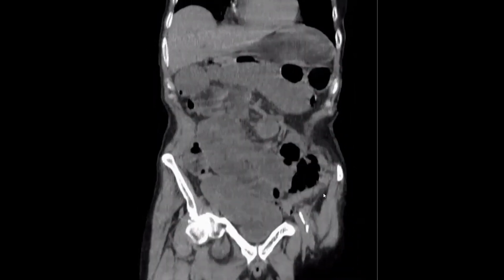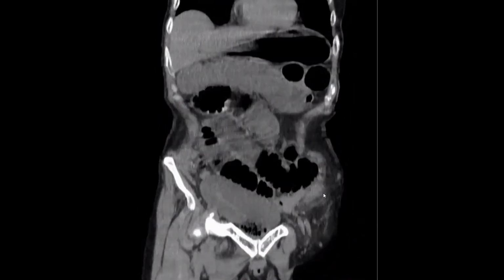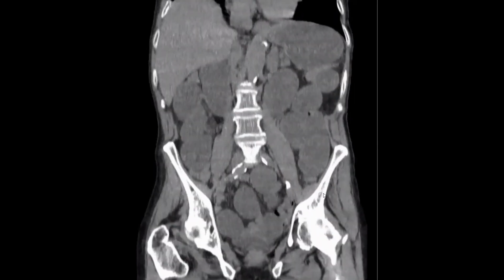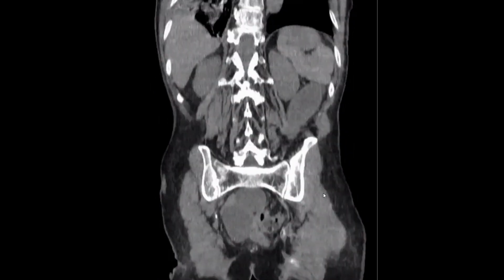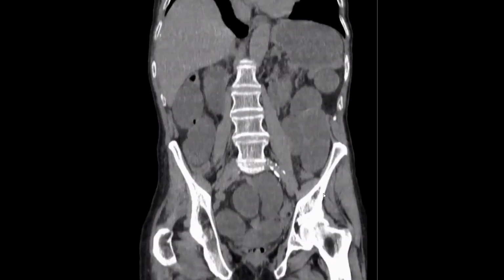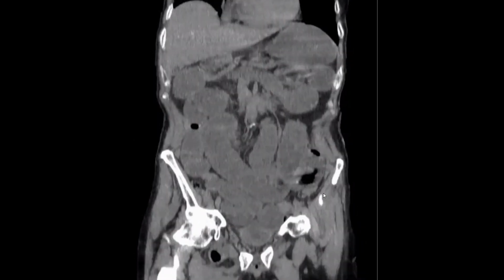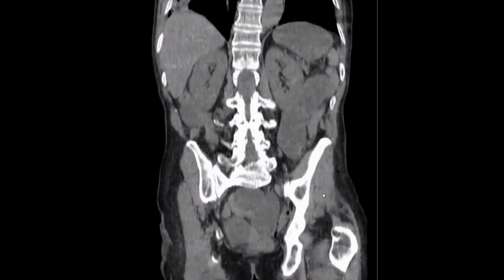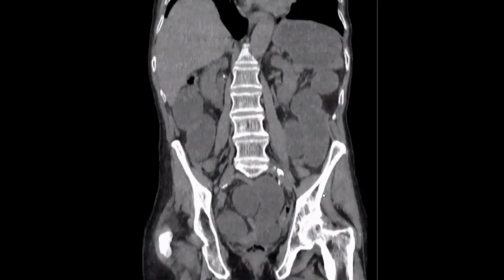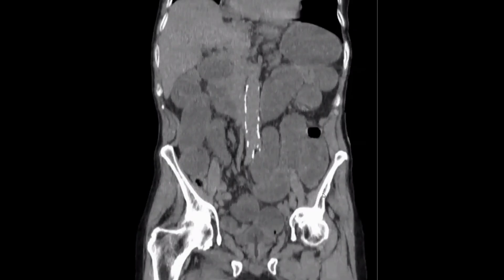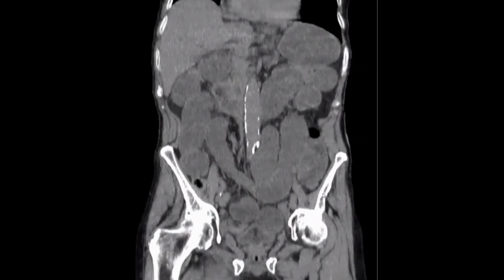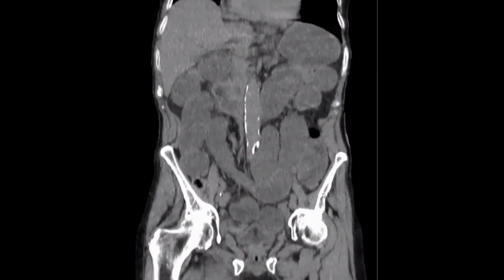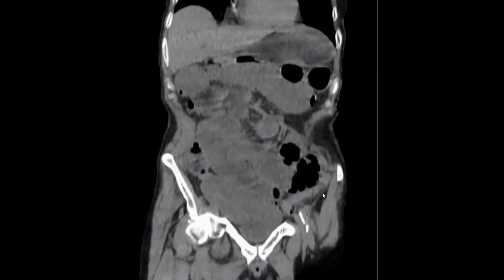This is the abdominal CT scan study in the coronal plane. I can appreciate that there are multiple dilated loops of small bowel. I want to scroll through to find and localize the transitional point. I can't appreciate any free air, pneumoperitoneum, or any portal venous air in this available sequence. And I want to check the hernial orifices as well.